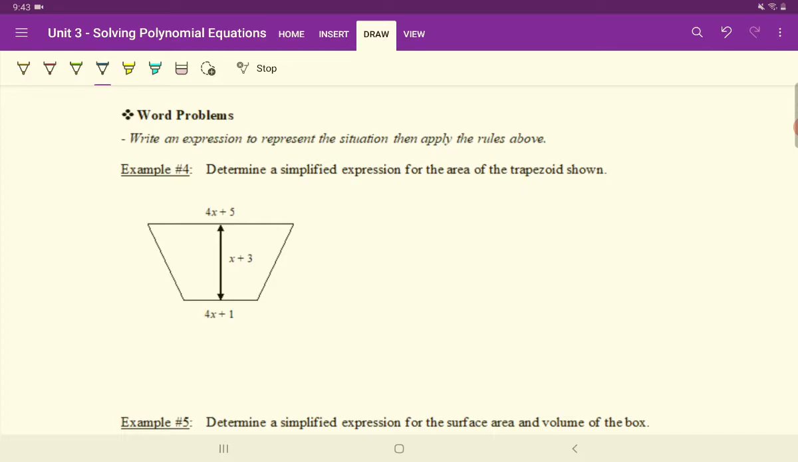Okay, so it says determine a simplified expression for the area of the trapezoid. Okay, so the first thing we need to know is what is the formula for the area of a trapezoid, right? Because we have to use these expressions now within my formula. So if you were to Google the area of a trapezoid, you would get the following formula.